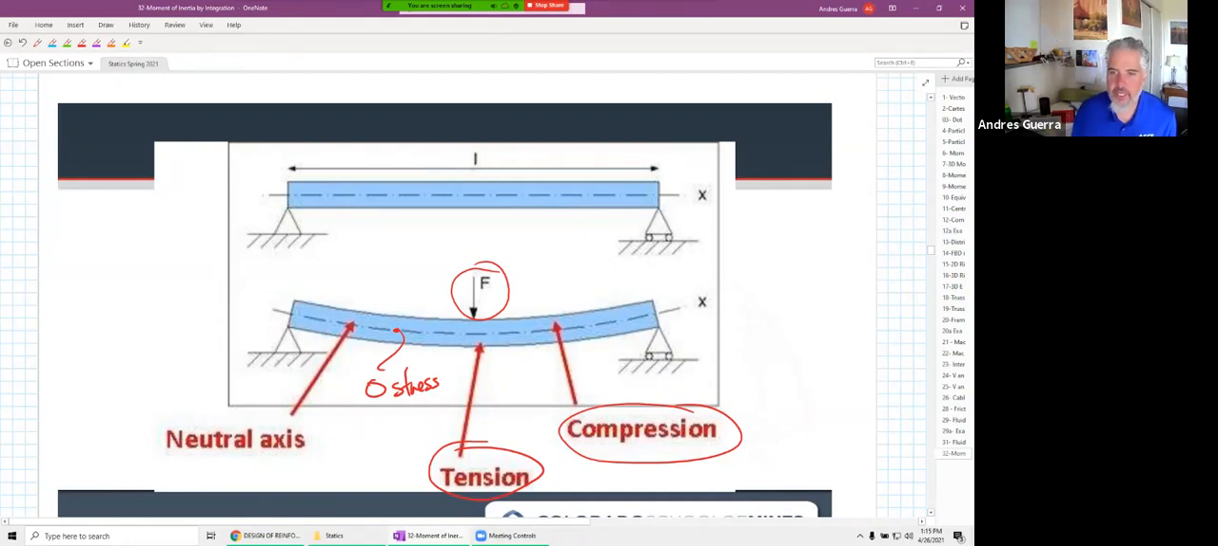Well, there's a linear transition from this location of maximum compression up here, so that'd be a max C, down to here where we have a max T. Well, that linear transition is such that at the neutral axis, we go through that 0 point right there.